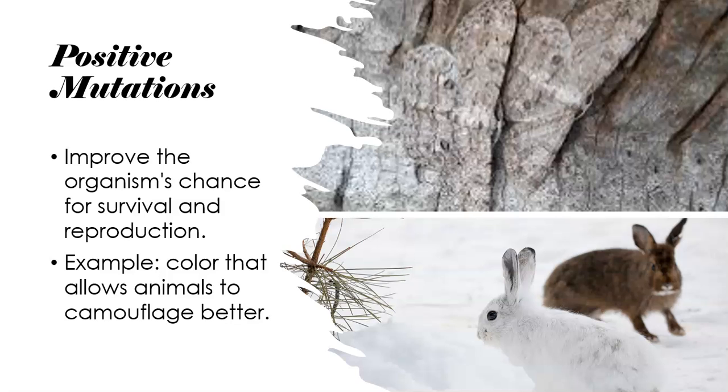The one in the bottom is two rabbits in the snow. The one that's able to camouflage better is the one in white, compared to the brown one that can be easily spotted by a predator, right? So these mutations are positive. They're allowing the organisms to survive, right? And if they survive, then they get to reproduce.